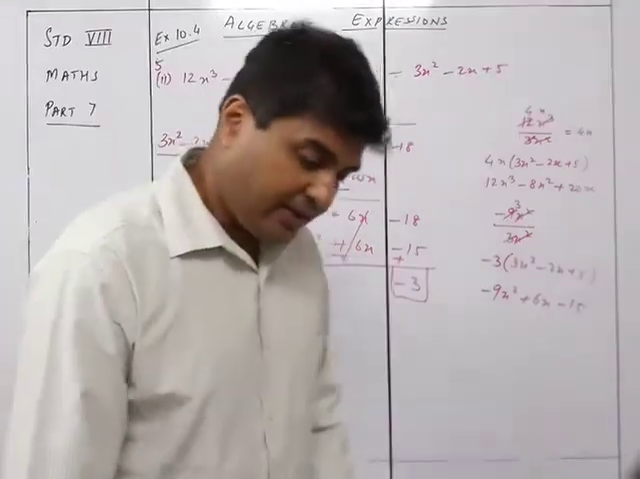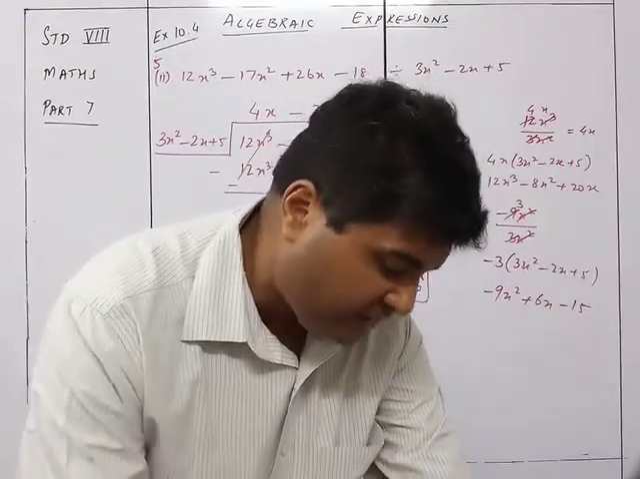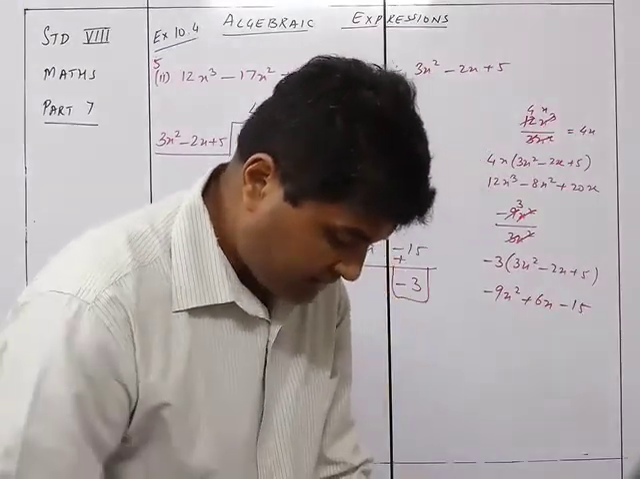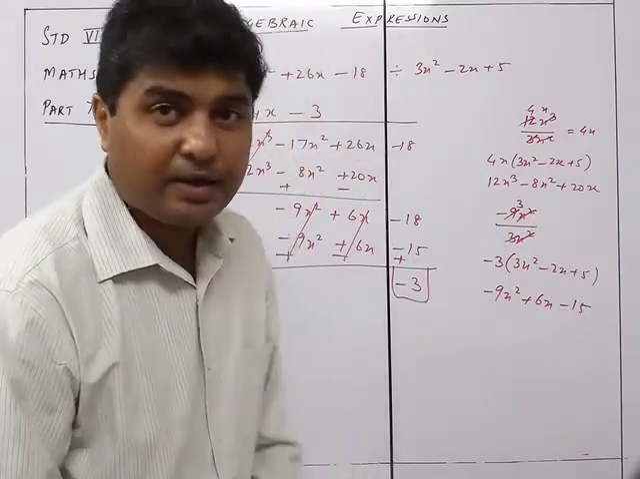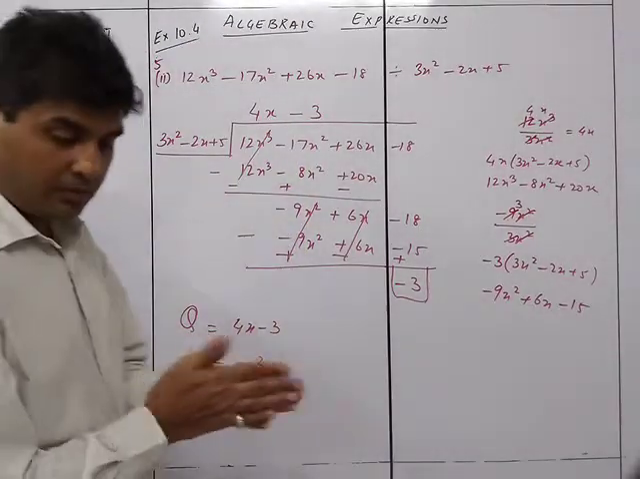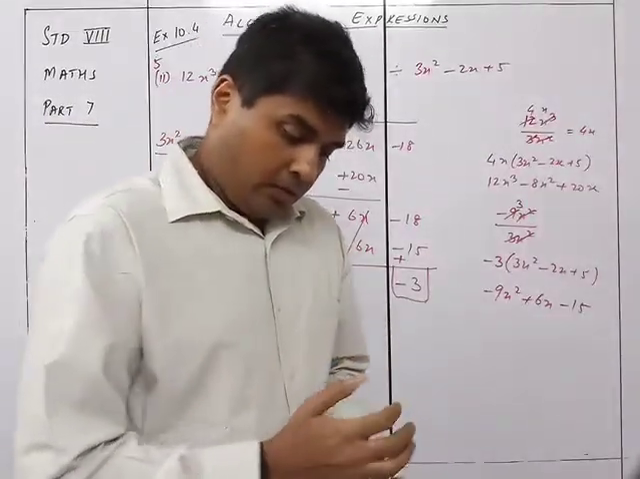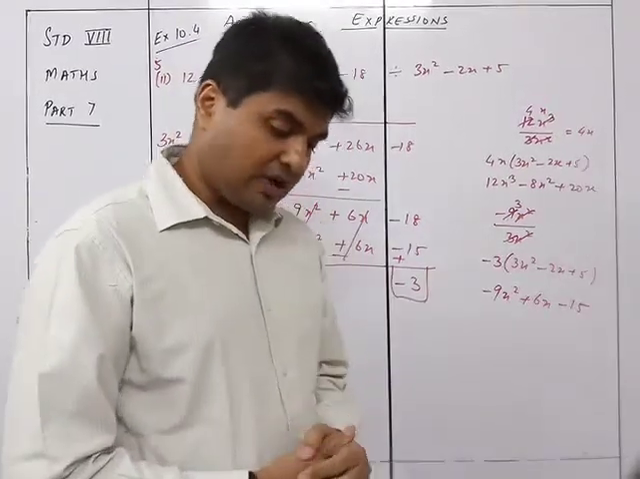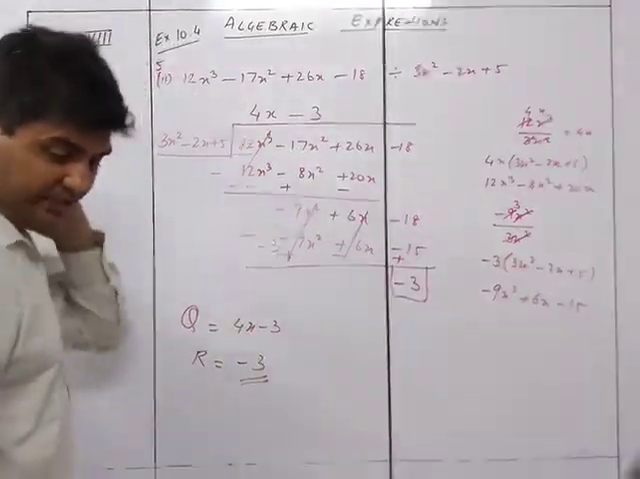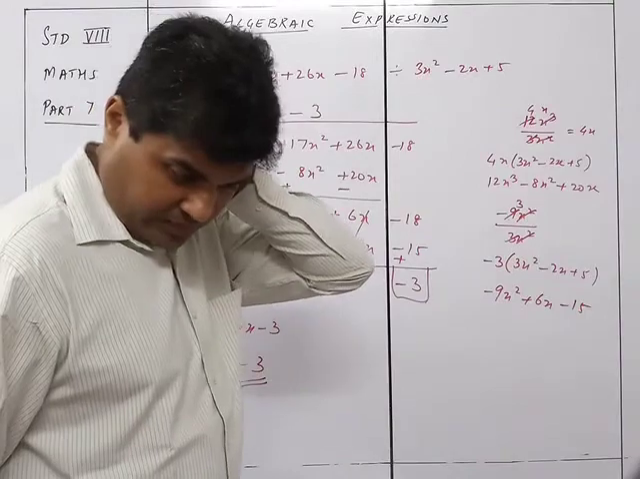So that was sum number 5's second. Answer is 4x minus 3 and remainder minus 3. We now move on to sum number 6 and 7. We will take these two sums and complete them.